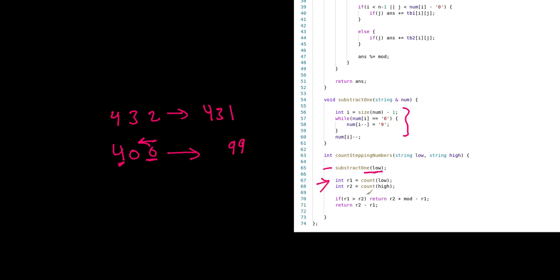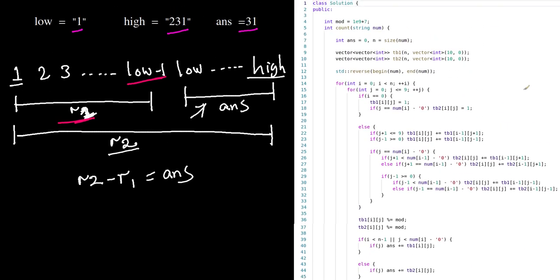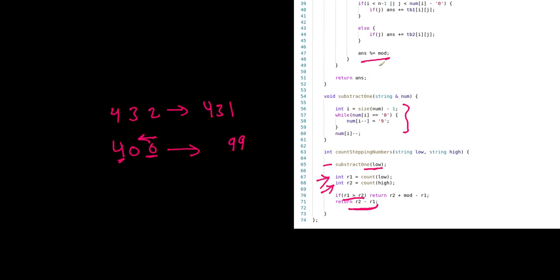After subtracting 1, we find the result R1, then we find R2, and at the end we return R2 minus R1. Now notice that it's possible that R1 is greater than R2, and that's because we are doing mod here. Mod is 10 to the power 9 plus 7. Because of this operation, it's possible that R1 is greater than R2. In that case, we add the mod to R2 to fix it. So in general, the answer is the difference between R2 and R1.